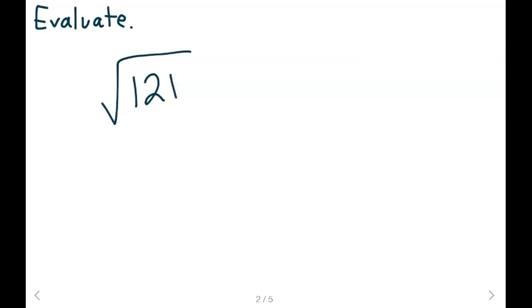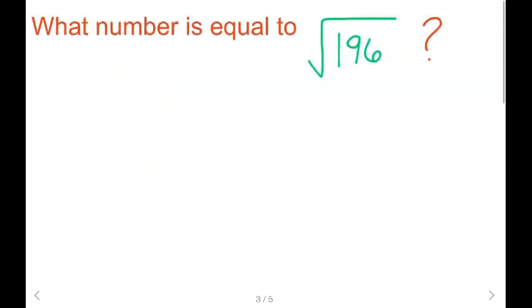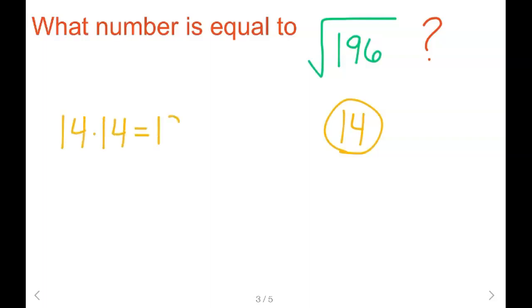What number times itself is 121? Well, that's 11 times 11, that's 121, so the positive square root of 121 is 11. What number times itself is 196? Well, 14 times 14 is 196, so the positive square root of 196 is 14. Again, it's because 14 times 14 is 196.